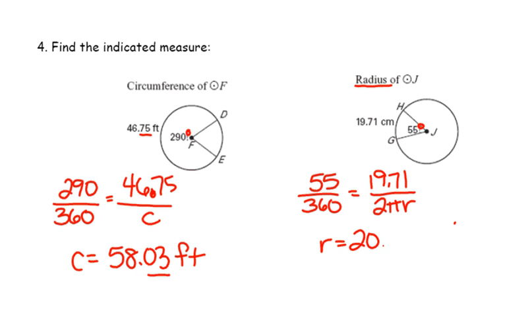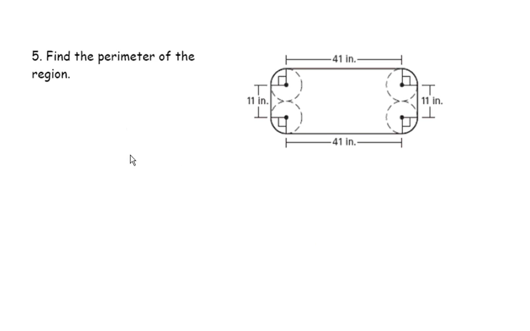All right, you should have gotten 20.53 centimeters for your radius. If you don't know how that happened, be sure you ask in class. All right, the next section of the notes deals with area. Oops, I lied. There is one more question that deals with circumference, and I would like you to do this one for the notes check.